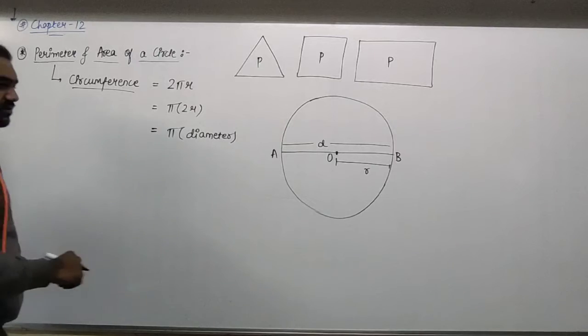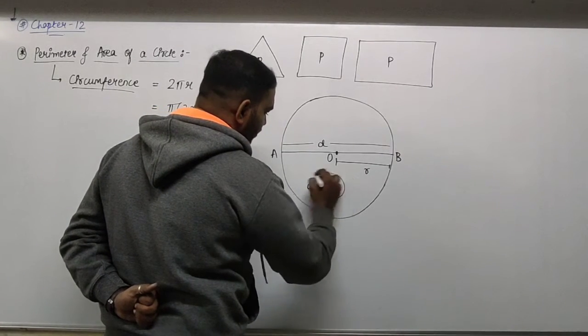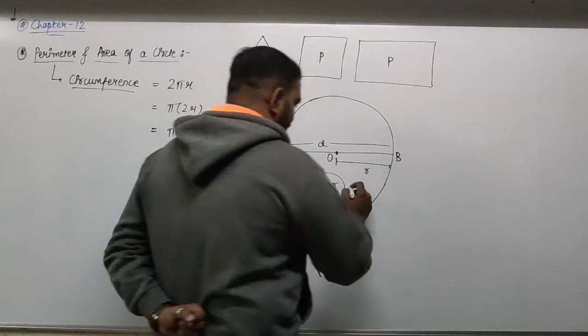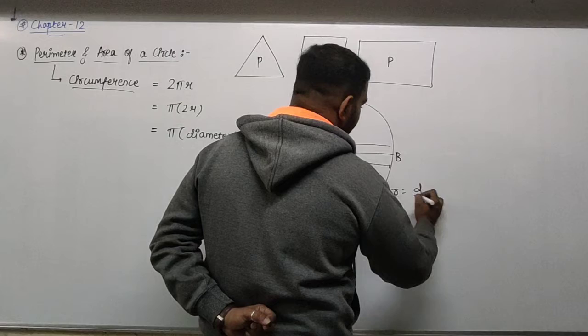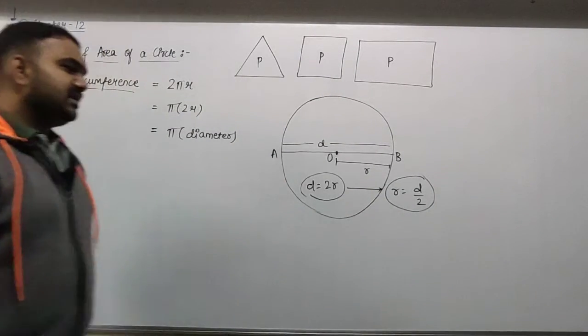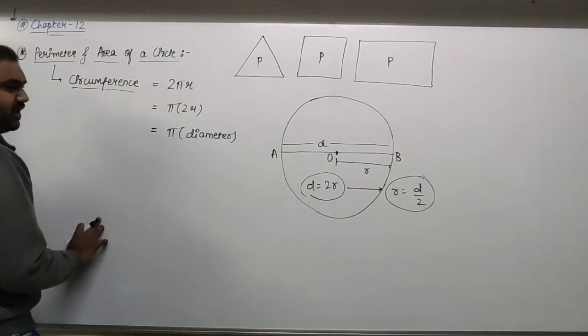So diameter is equal to 2 into radius. You must know this relation. Radius is equal to diameter upon 2, and diameter is equal to 2 into radius. So that is pi into diameter.